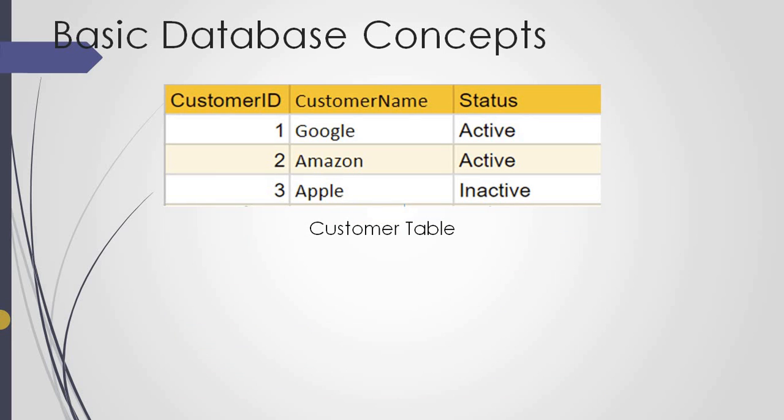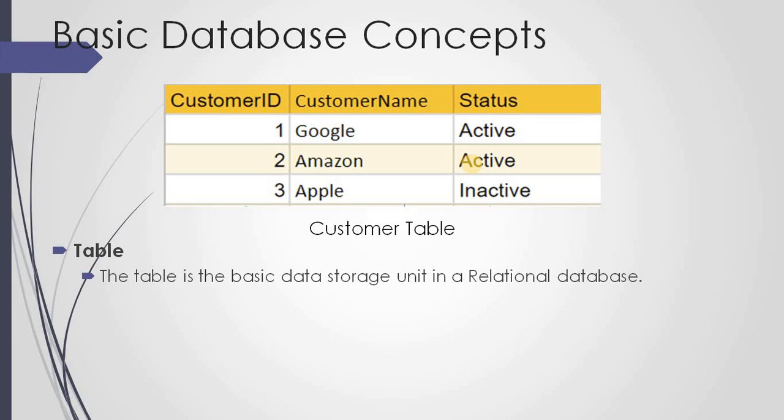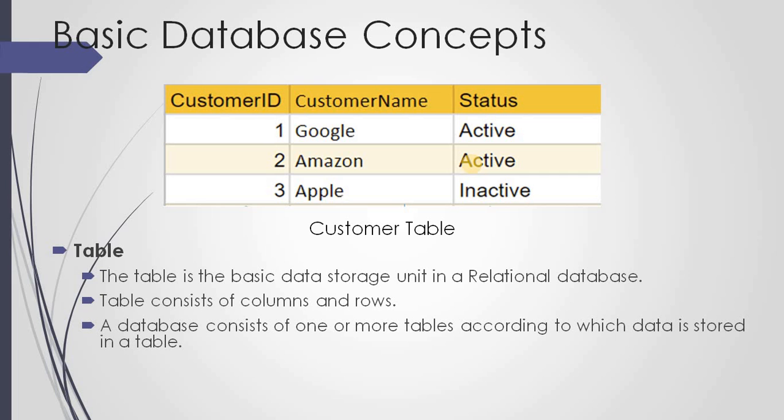A table is a basic storage unit in a database. The table consists of rows and columns. The columns are represented vertically. The rows are represented horizontally. The table is the basic storage unit in a relational database. A table consists of columns and rows.